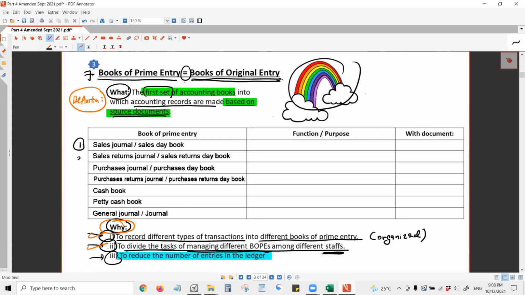Number 1, number 2, number 3, number 4, number 5, number 6, number 7. Now we are just trying to learn what the names are. And the same goes for documents. I told you to remember the names of documents, right? The names of documents you must remember. And the same goes for books of prime entry. You must remember all the 7 names of the books of prime entry.